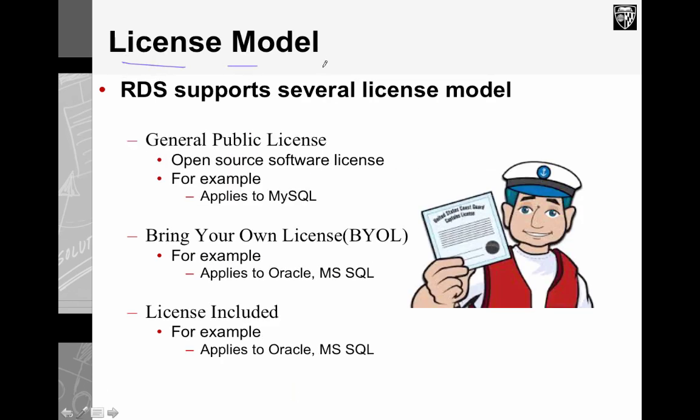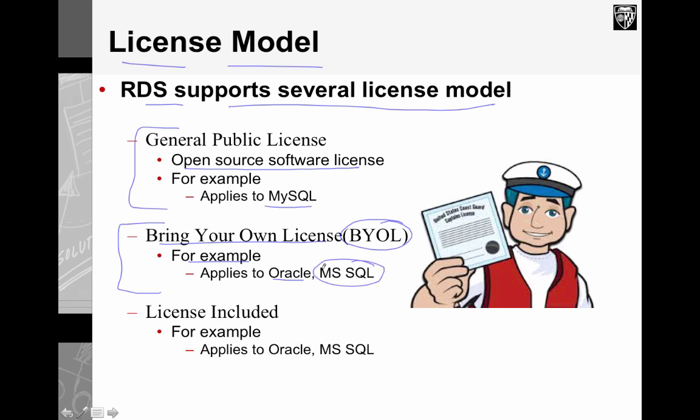The license model. RDS supports several license models. There is the general public license, which is usually applied for open source software, such as the MySQL database, where there's really no license fee. There is also bring your own license, which is also called BYOL. For example, it applies to Oracle and Microsoft SQL Server. You as an enterprise may have negotiated a deal with Oracle or Microsoft for the database licenses.